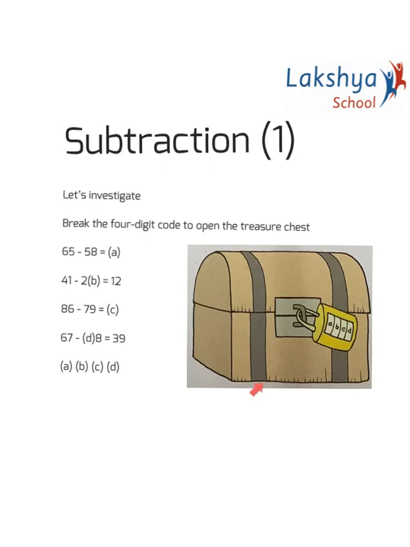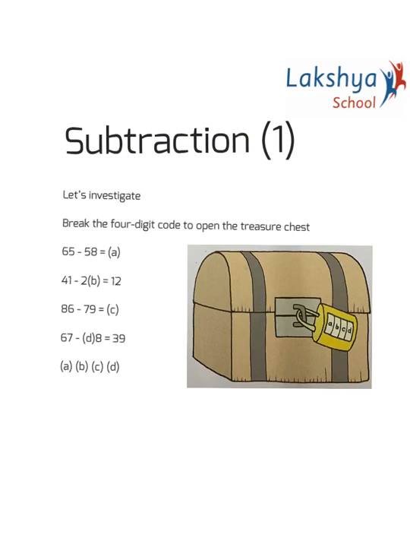Here is a treasure chest, and on the treasure chest there is a 4-digit code or a password through which they have locked the treasure chest. Now work out the values of A, B, C and D in these numbers to unlock the treasure chest.